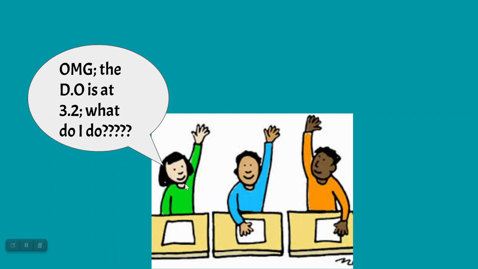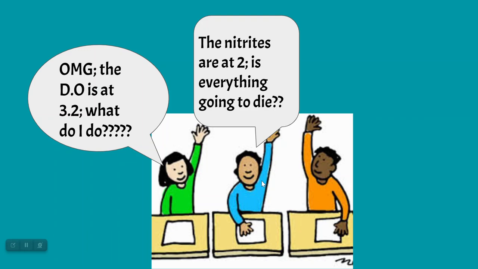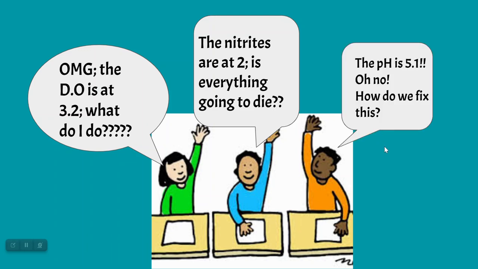The student says, OMG, the dissolved oxygen is at 3.2. What do I do? This student says, the nitrites level is at 2. We want it to be less than 1, right? Is everything going to die? You would think he would be frowning a little, but maybe he already knows he's going to be able to fix that, right? This guy says, the pH is 5.1. Oh no, how do we fix this? So they're smiling because they know they can fix it.